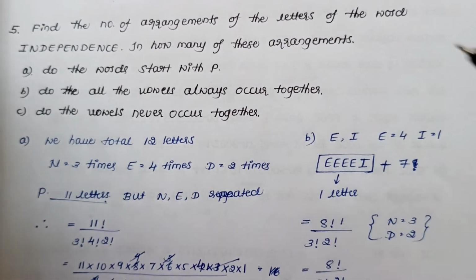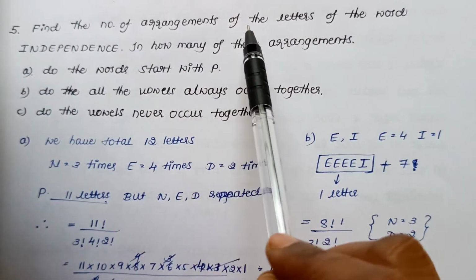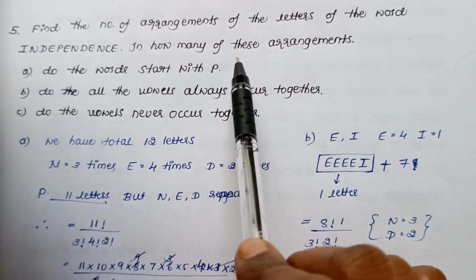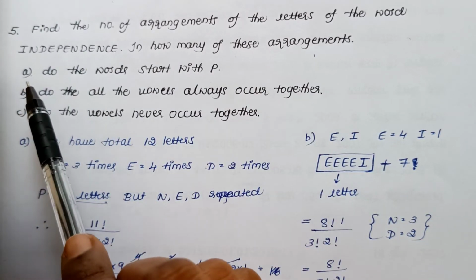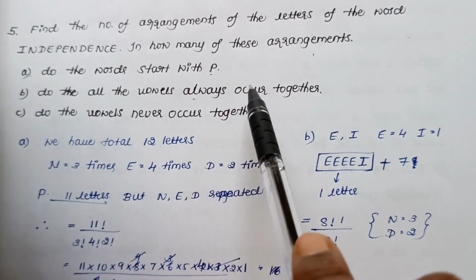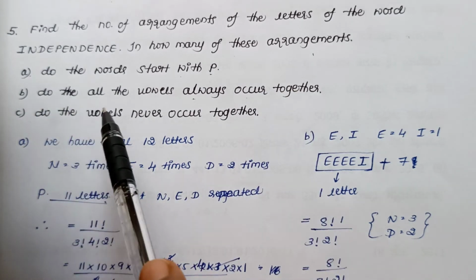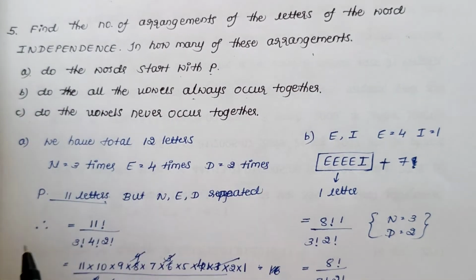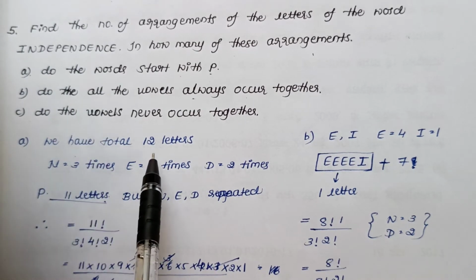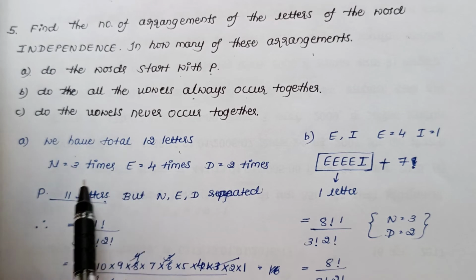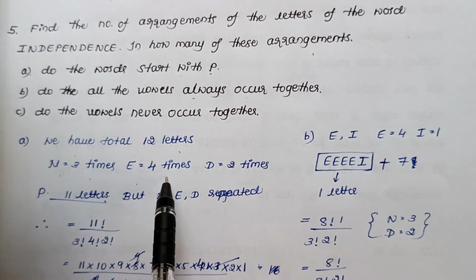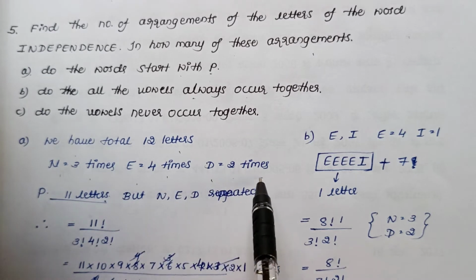Next one, find the number of arrangements of the letters of the word INDEPENDENCE. In how many ways of these arrangements do the words start with P? Do all the vowels always occur together? Do the vowels never occur together? Now, in this word we have total 12 letters. In those 12 letters, N is repeated 3 times, E is repeated 4 times, and D is repeated 2 times.